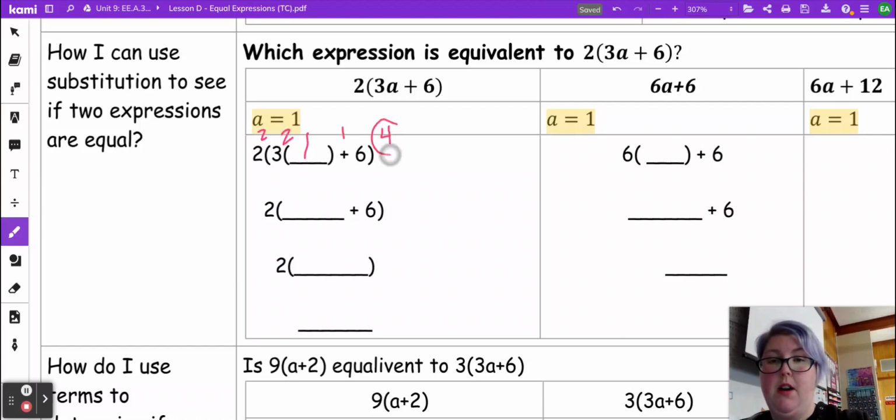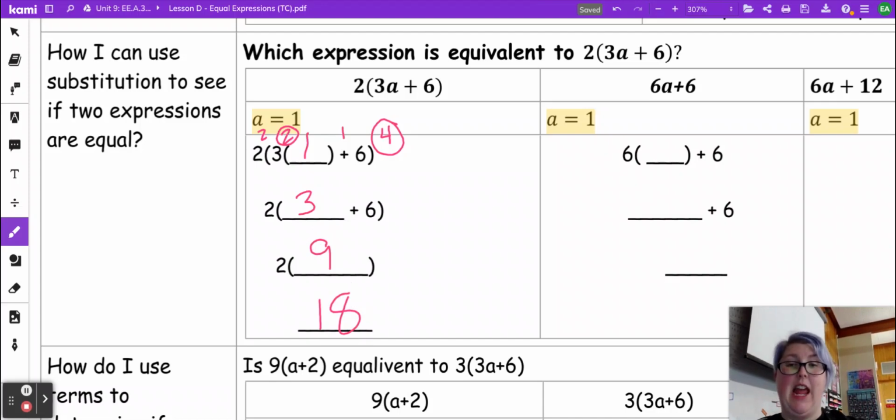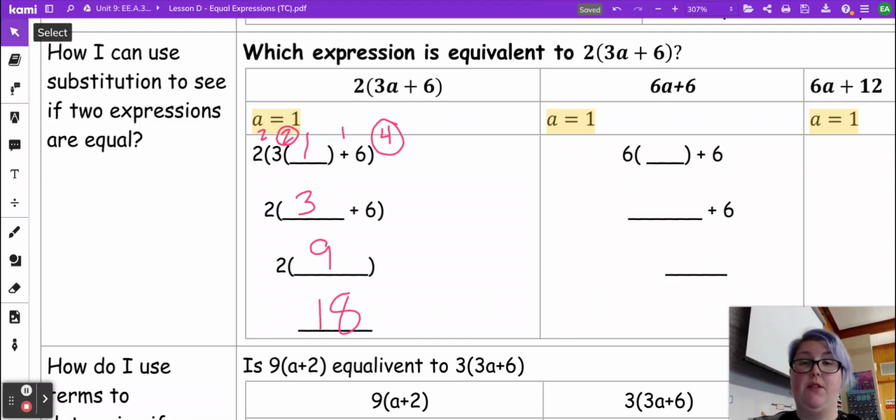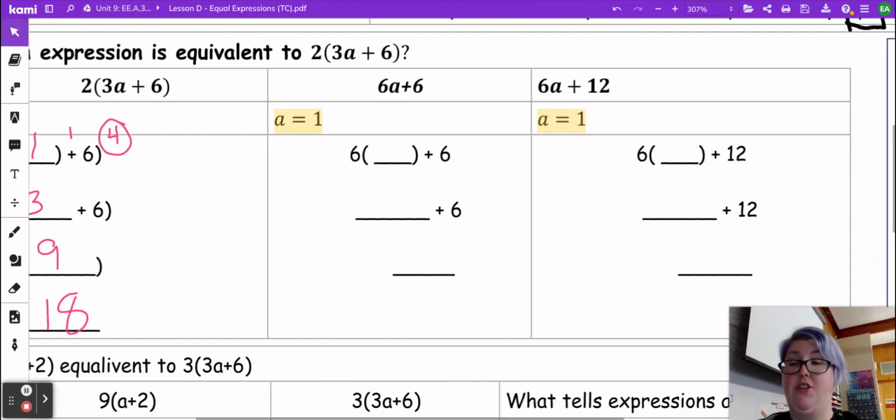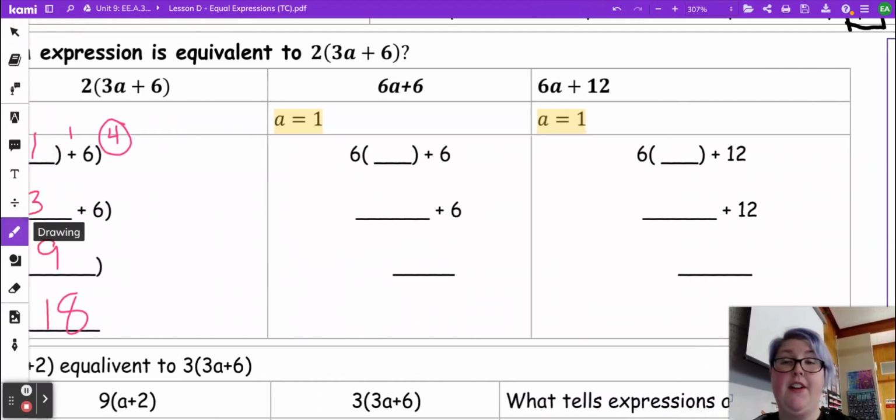But remember, the whole thing, the parentheses, is a level 4. So we need to do that level 2 inside the parentheses first, which becomes 3. Then we still have in the parentheses a level 1. So we're going to do 3 plus 6, which is 9. Now we can do our final level 2. So 18 is the answer when we substitute in 1 for A. So let's scroll over and check these two. If they don't equal 18, then they are not equivalent.